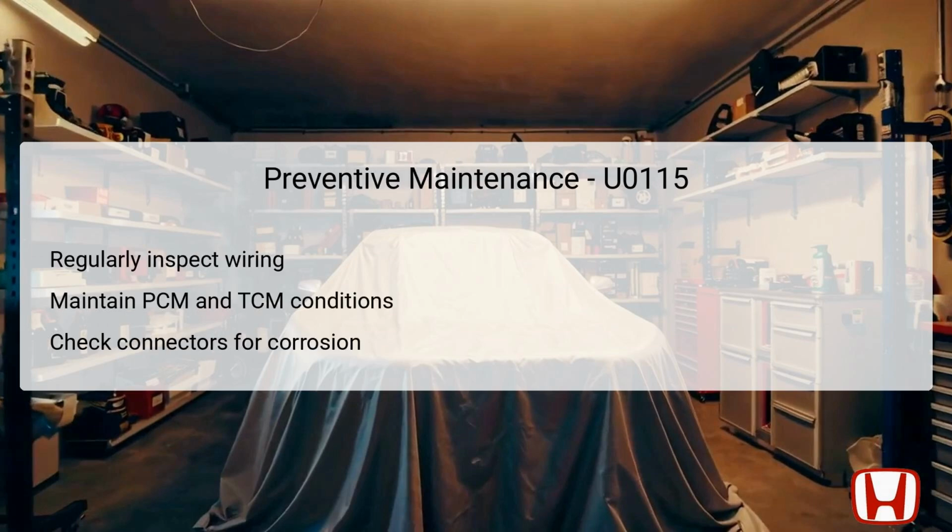To help prevent the occurrence of DTC U0115 in the future, it is essential to implement a routine preventive maintenance schedule. Regular inspections of the wiring harness connecting the PCM and TCM can identify early signs of wear, fraying, or corrosion. Keeping the PCM and TCM in good condition, including ensuring proper mounting and ventilation, will also contribute to their long-term functionality.